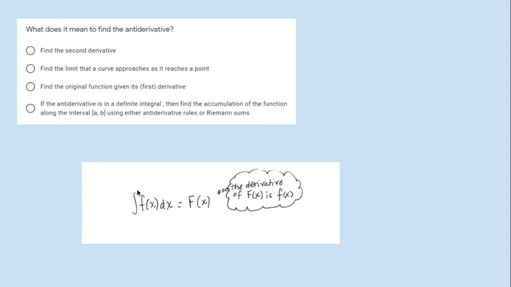And then you would use either the antiderivative rules or Riemann sums. We've been doing a lot of Riemann sums lately on those College Board videos. So antiderivative means two things depending on what information you're given. The antiderivative is the original function if you're given a function that could technically be a first derivative, or it's the accumulation from one point to another under a curve.